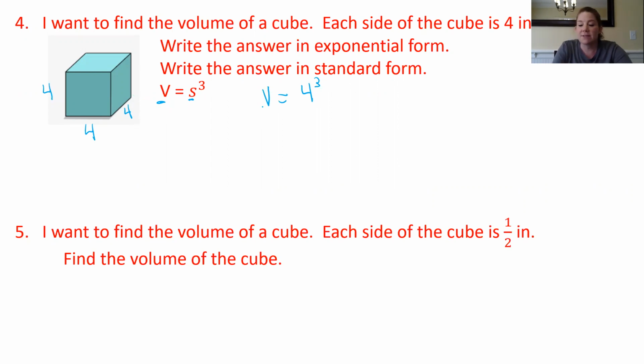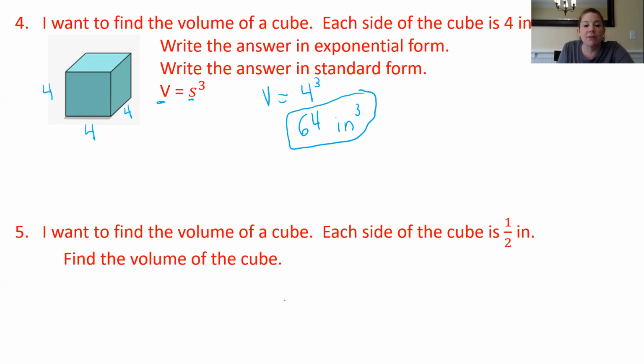Okay, so what is 4 to the 3rd power? Well, 4 to the 3rd power is 64. And since we have inches times inches times inches, we would say 64 inches cubed, or 64 cubic inches. Same thing. What about number 5?